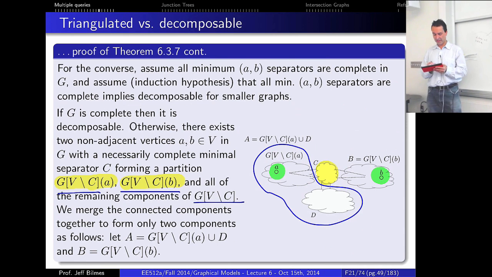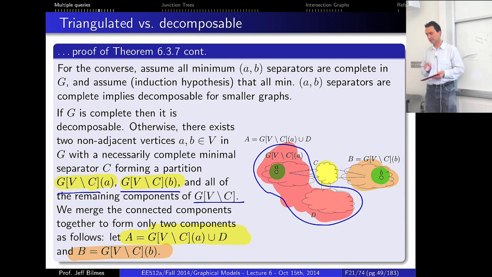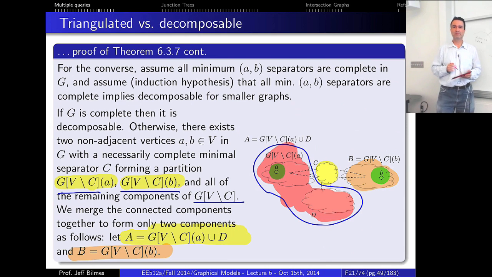And so what we're going to do then is merge and rename these components into A. So A is the set of vertices corresponding to the component that contains A and all of D. That basically means that A is all of this stuff here. This is all of A. And B is this stuff here. Okay? Everybody with me?